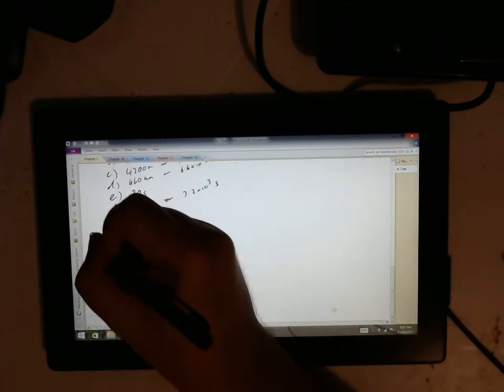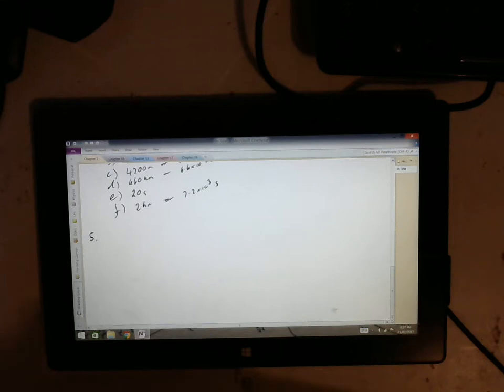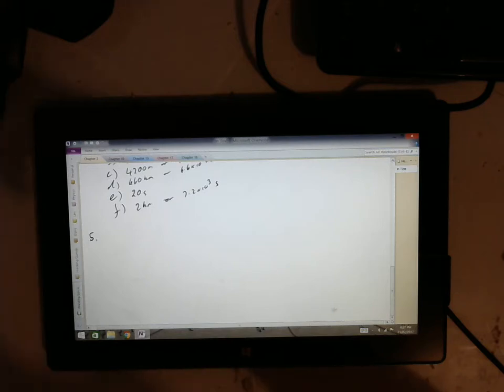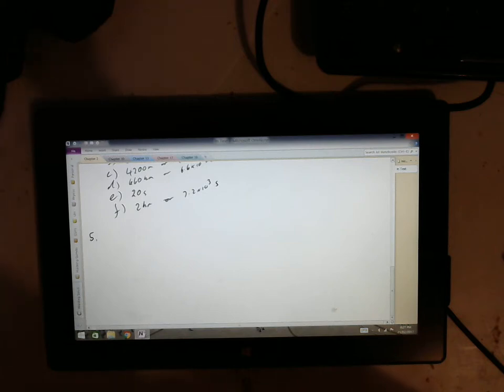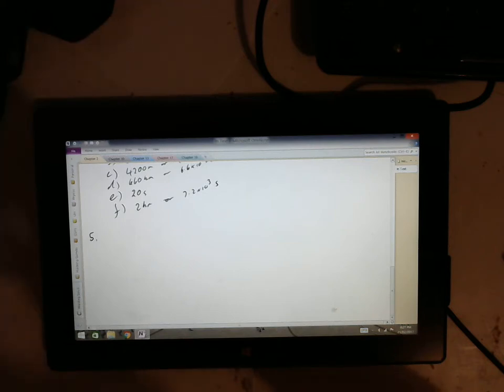Alright, let's get into the next one. 5. An archer can fire an arrow at 390 meters per second. What time would an arrow take to hit a target 100 meters away? Now, if we think about this, an arrow is going to fall down. It's not going to fall much, but it will fall down a little bit. Let's pretend it doesn't, because we don't want to think about how far it's going to fall due to gravity.